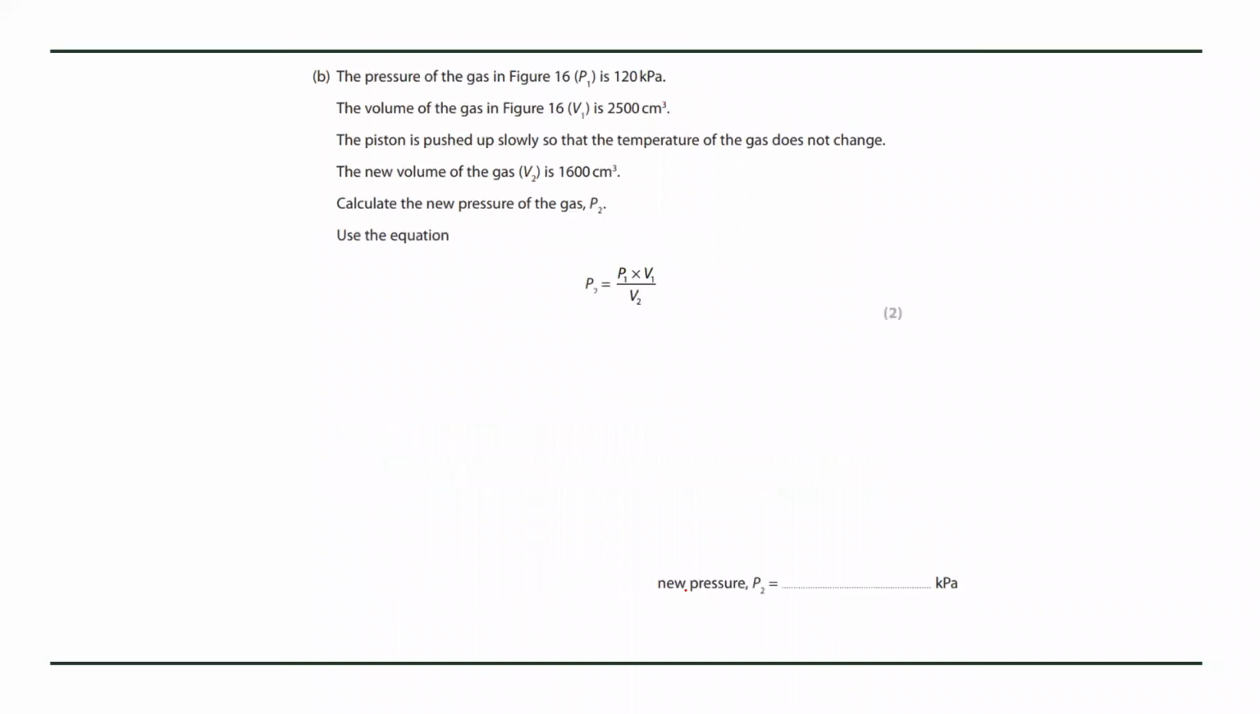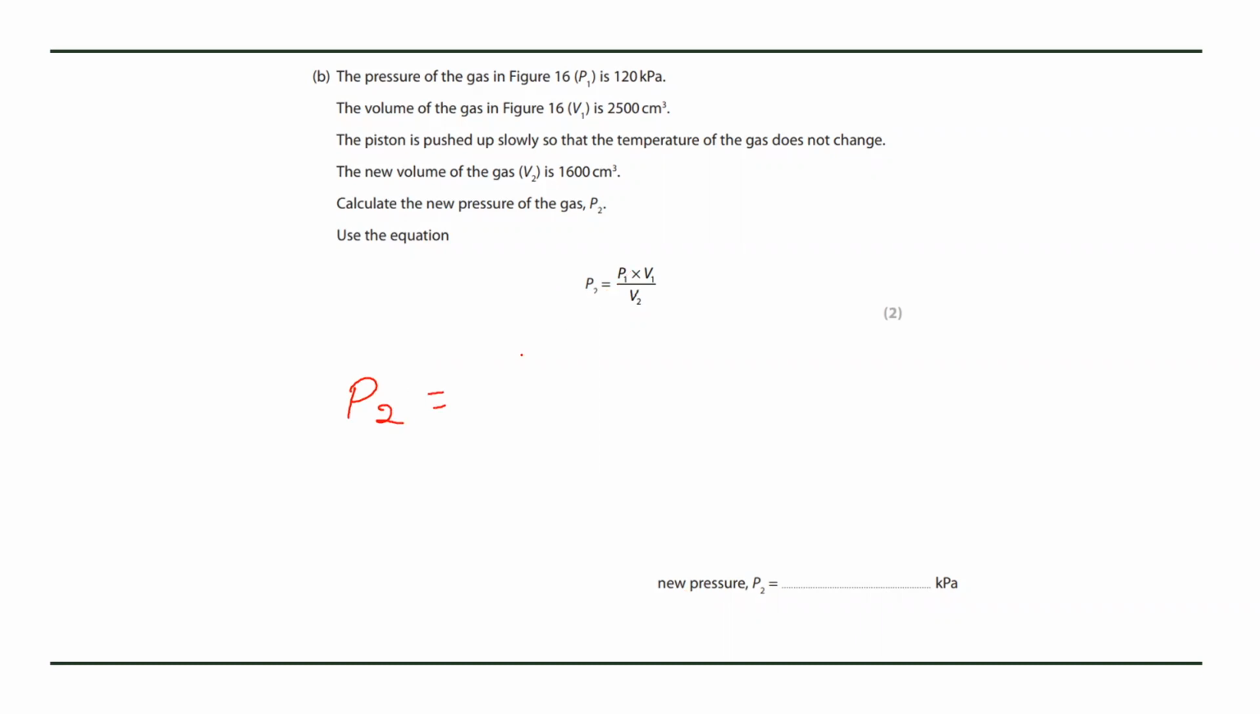the other ones. Okay. The pressure of the gas in figure 16, P1, is 120 kilopascals. The volume of the gas, it's similar to the other one, isn't it? The volume of the gas in figure 16, V1, is 2,500 centimeters cubed. The piston is pushed up slowly, so the temperature of the gas does not change, because we all know the temperature will affect it. The new volume of the gas is V2, 1,600 centimeters cubed. Calculate the new pressure of the gas, P2. So it's already been rearranged for us. So again, all we do, we put numbers in.